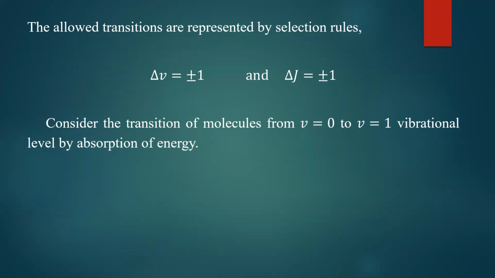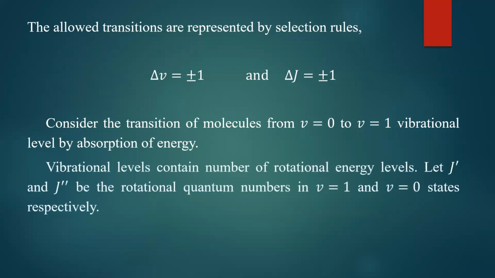So the vibrational energy level is going to change. Then vibrational levels contain a number of rotational energy levels. Okay, so V equal to 0 contains J equal to 0, 1, 2, 3, etc. Similarly, the V equal to 1 vibrational level contains again J equal to 0, 1, 2, 3, etc.